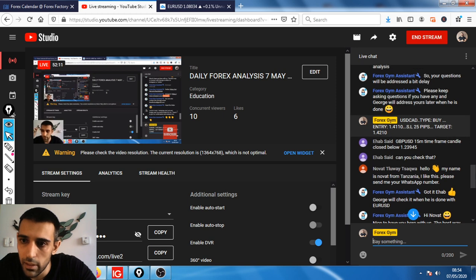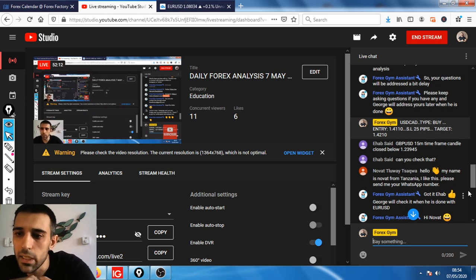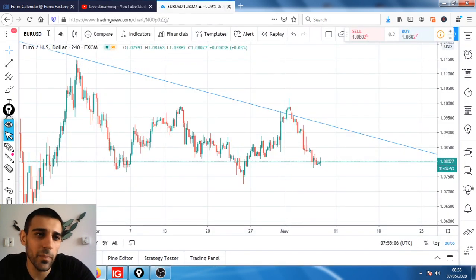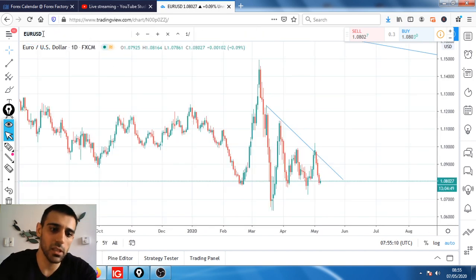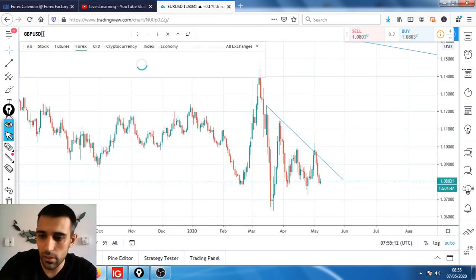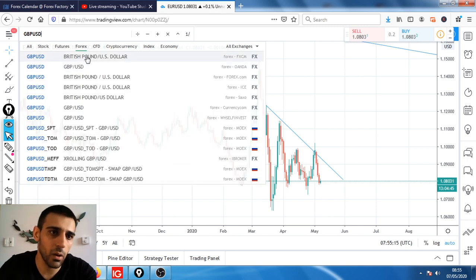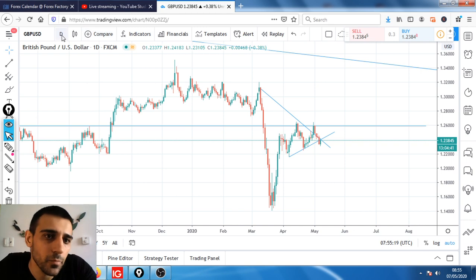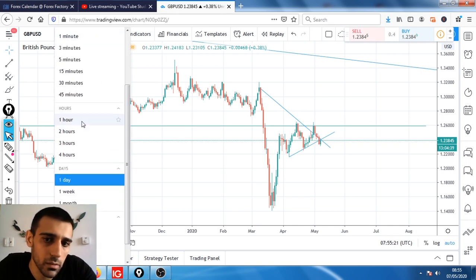Okay, you are asking about British pound against USD, 15-minute time frame, candle closed below 123.94. Can you check that? The 15-minute time frame is quite a short time frame. But let me go have a look at GBP/USD. Oh, the 1 hour candle is going to close in about 5 minutes.